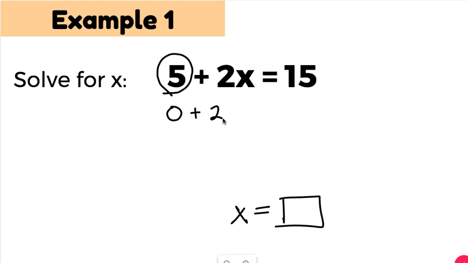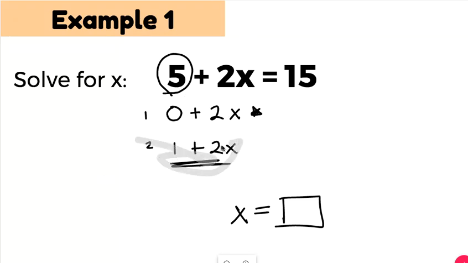Here are my two options. I have 0 plus 2x or 1 plus 2x. Which of these two options, option 1 or option 2, is going to get me closer to having x by itself? This one is. This does not get me any closer to having x by itself. Now I have a 1 added instead of the 5. This option right here doesn't get me anywhere.